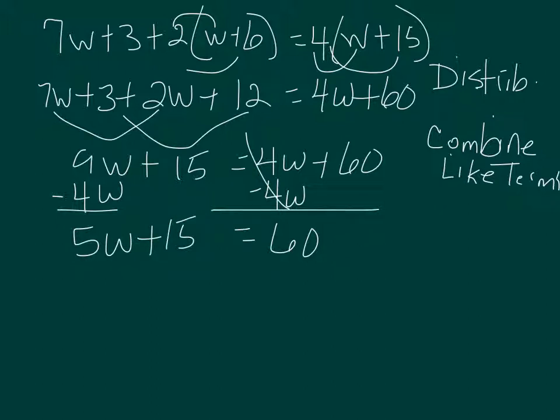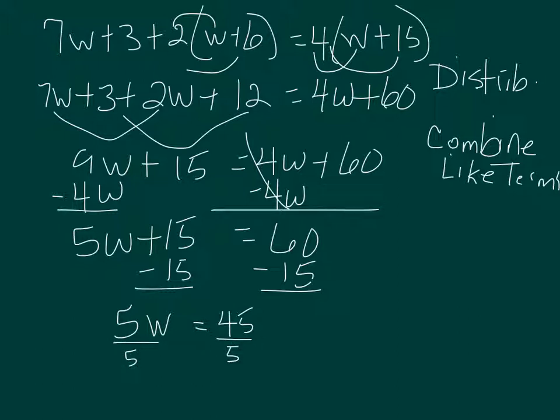We're down to a two-step equation. Subtract 15 from both sides. I end up with 5w equals 45. Divide both sides by 5, and w equals 9. Let's just check this out.